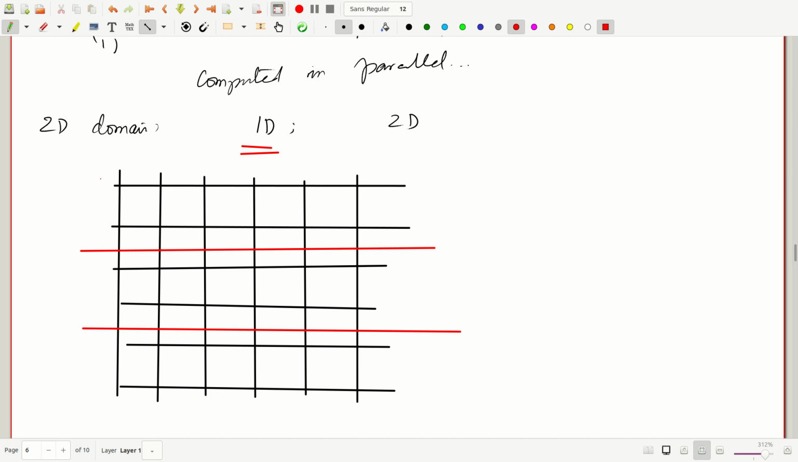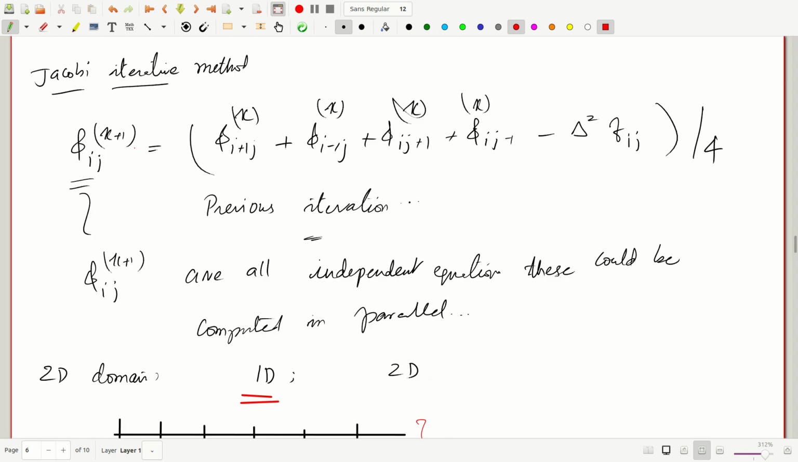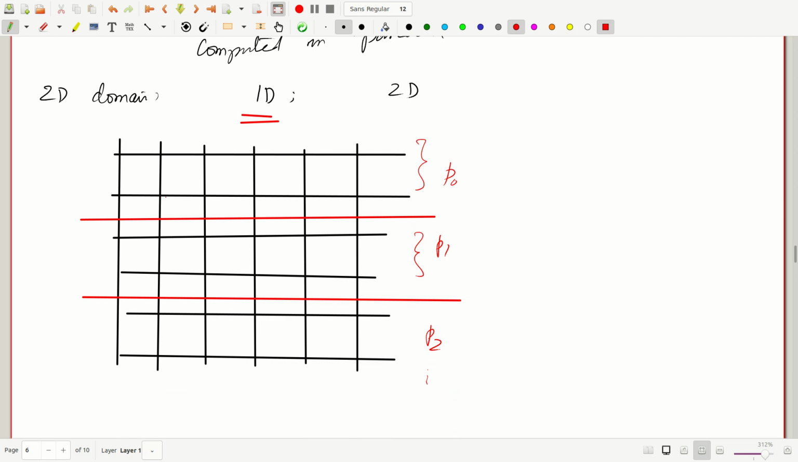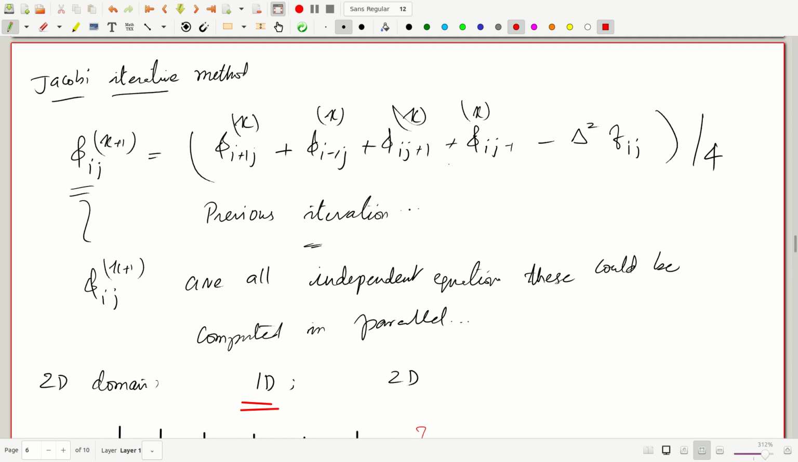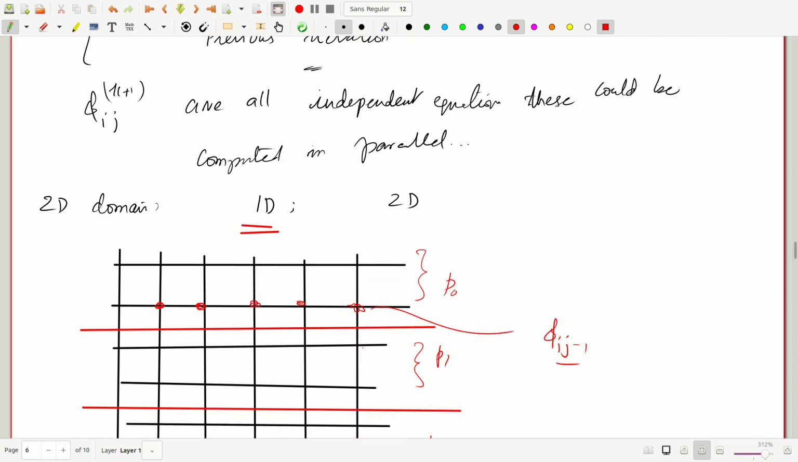Okay, so basically here the first two are assigned to one process. This is to P0, this is to P1, this is to P2, and so on. If we do it this way, then when you try to calculate this equation for these grid points, they require the value of phi I j minus 1, so they would need a value of this one. So these values shown in blue are required to compute this value shown in red.